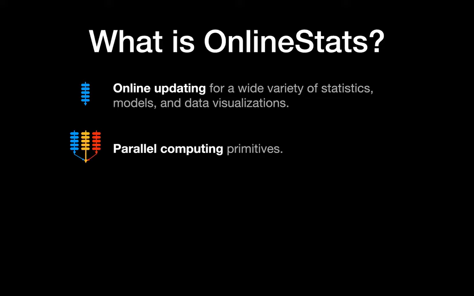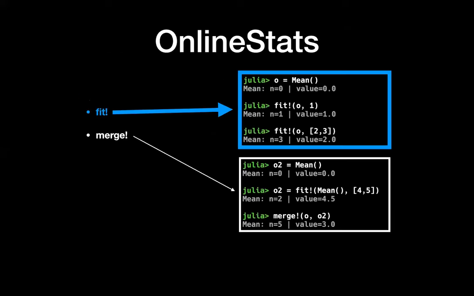All right, so what is OnlineStats? It does online updating for a wide variety of statistics models and data visualizations. The way that I'm using the word online here kind of predates the internet, so it has nothing to do with the web. It just means that you're updating your algorithm using one observation at a time, as opposed to having them all available at once. So in contrast to offline, online means you're updating with one thing at a time. It also provides parallel computing primitives, which we'll talk about in just a second.